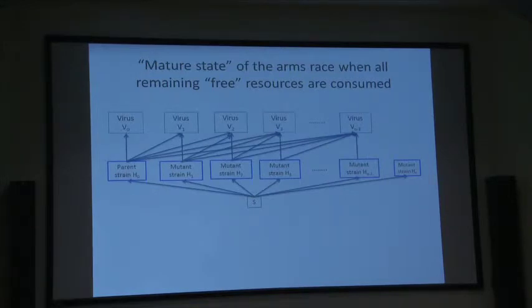Which means actually that theoretically there is a kind of mature state of these arms races, where all the free resources are gone. They now sit in susceptible hosts. So of course there will be evolution from this stage also, but there are no free resources anymore. So at least I would suggest that you would expect a much more rapid evolution until you reach this mature state.